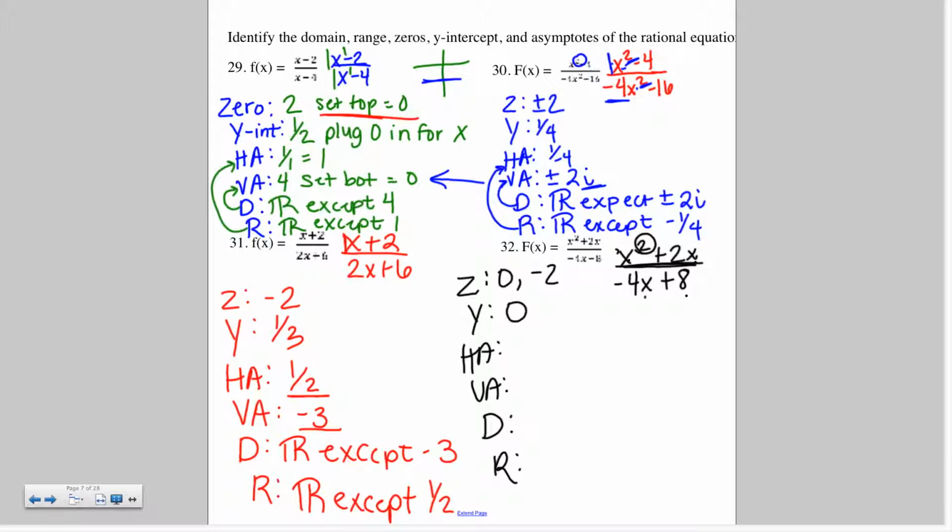All right, my horizontal asymptote. I look, I have a 2, and I have a 1. So my 1 on top is bigger, so that means I have none.